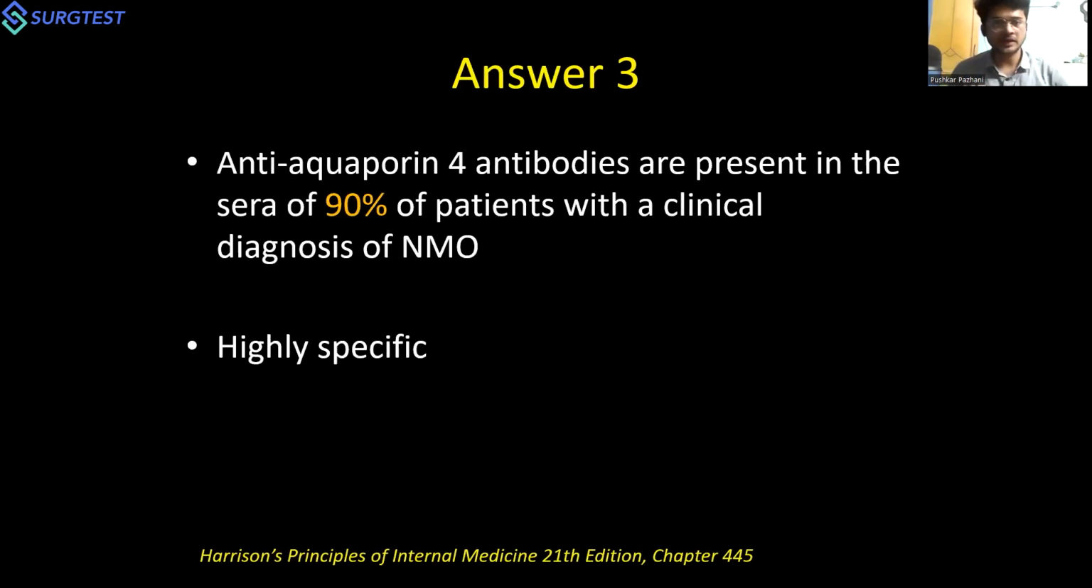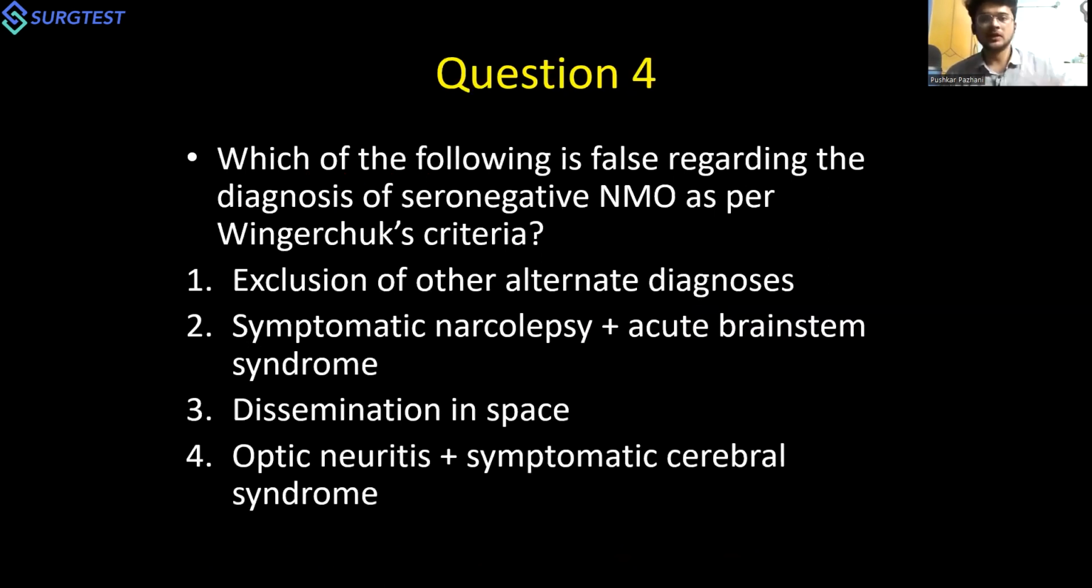This is taken from Harrison. Anti-Aquaporin 4 antibodies are present in the sera of 90% of the patients. In the earlier edition of Harrison's, it mentioned 70, but this is a change. Don't forget, it's actually 90%. It's highly specific as well as sensitive. All right. Okay, question number 4.